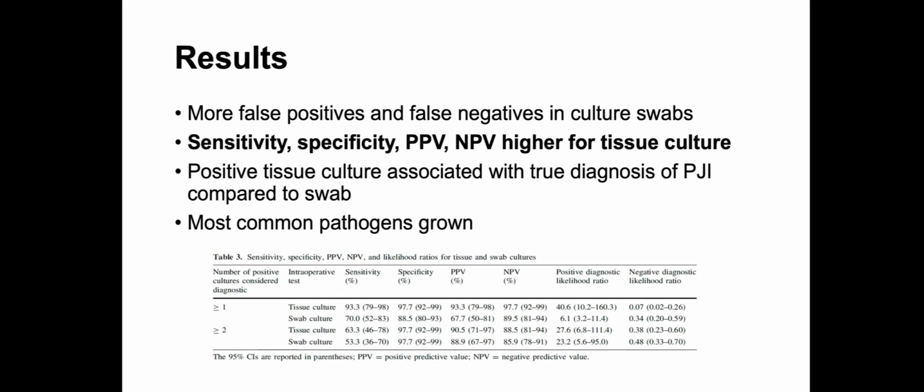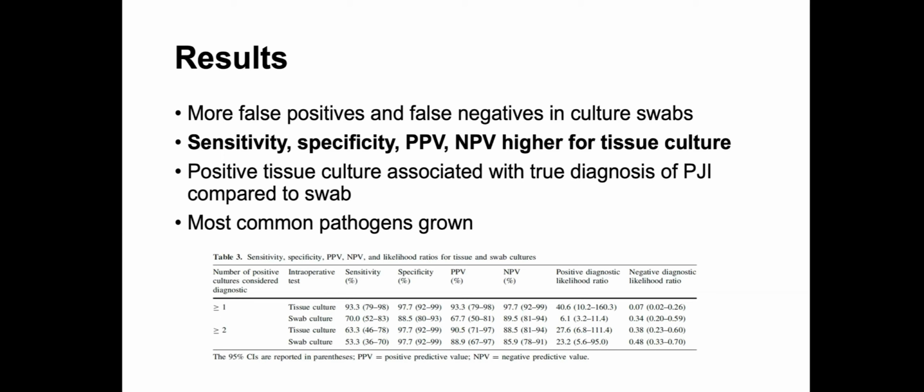Interestingly, the results of this study were that in the septic cases, the 30 cases diagnosed as PJI, the tissue cultures were positive in 93%, so 28 of 30. Swab cultures were only positive in 21 of those 30, so 70%. Then in the aseptic cases, tissue cultures were positive in 10% and swab cultures positive in 12%, which is actually an interesting finding and to me represents the likelihood of contamination of the swab.